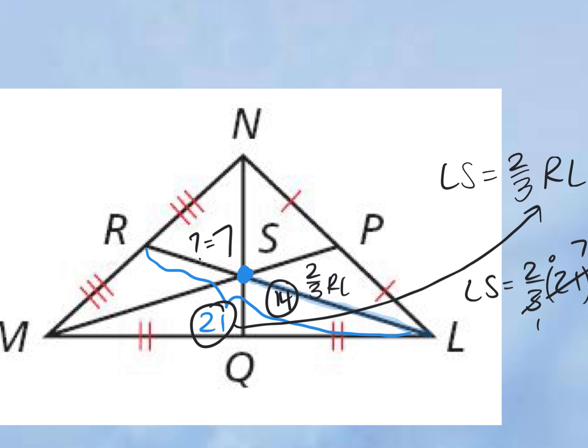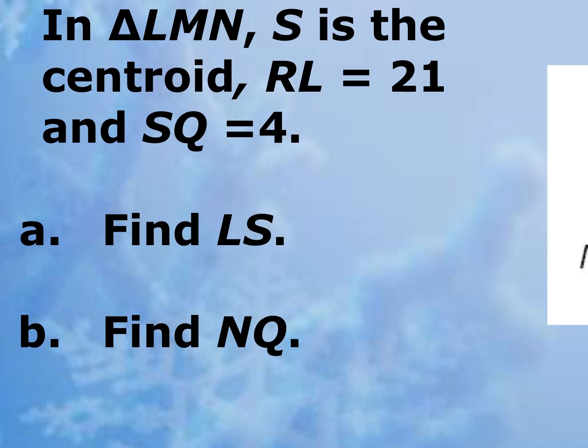Okay, one more observation. These will always be a half or double each other. So you see how this one's 7? 7 times 2 gives you 14. So the larger segment will always be double whatever the smaller one is. That's the way that you can check that you got it right. Any questions on this first example? Okay, let's do the opposite now, where we know what SQ is, and we need to find the length of the median, okay?